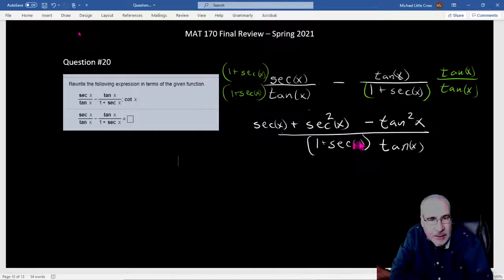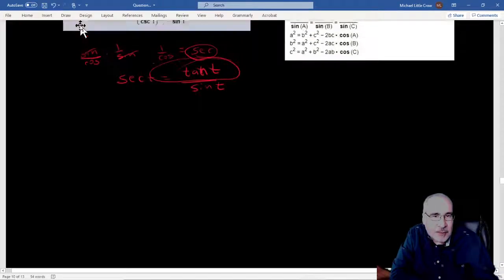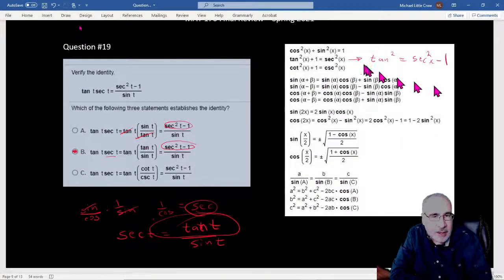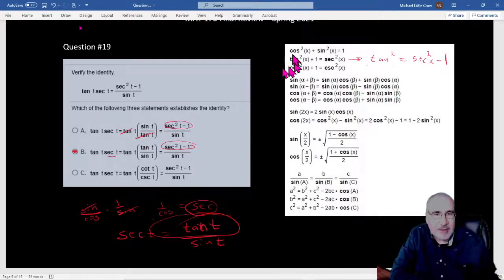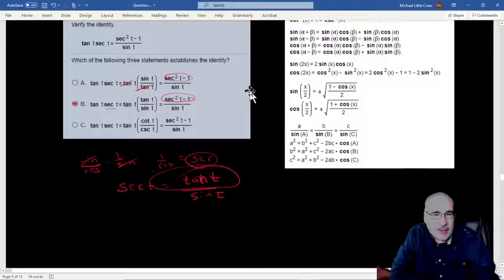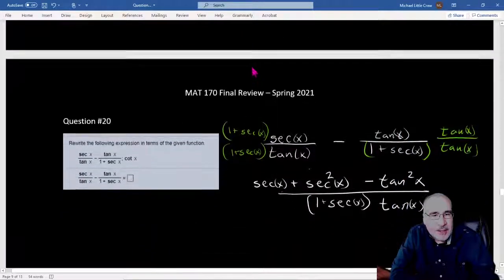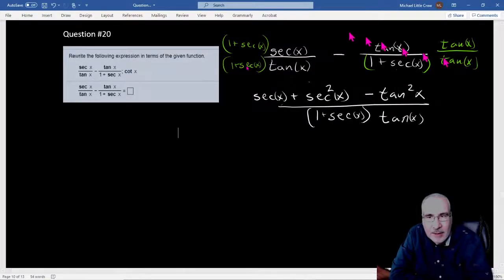Now what do we do? Well, we flip back to question 1 on the test, where we'll be able to see these. Okay, I've got tan squared plus 1 equals secant squared. I could rewrite secant squared as tangent squared plus 1. That's what this one means right here. So I'm going to replace secant squared with tangent squared plus 1 because I've got a minus tangent squared, so I'm basically looking to cancel out some of this stuff. There's just too much stuff going on here.